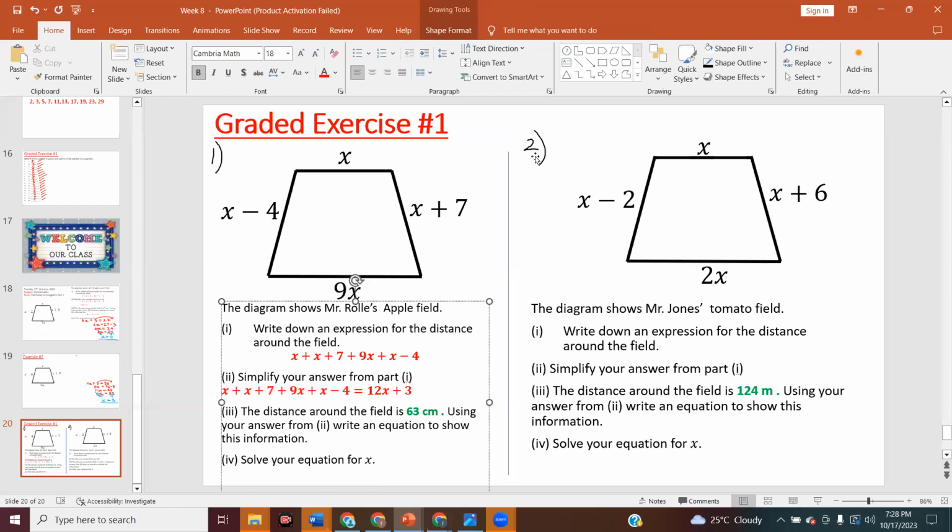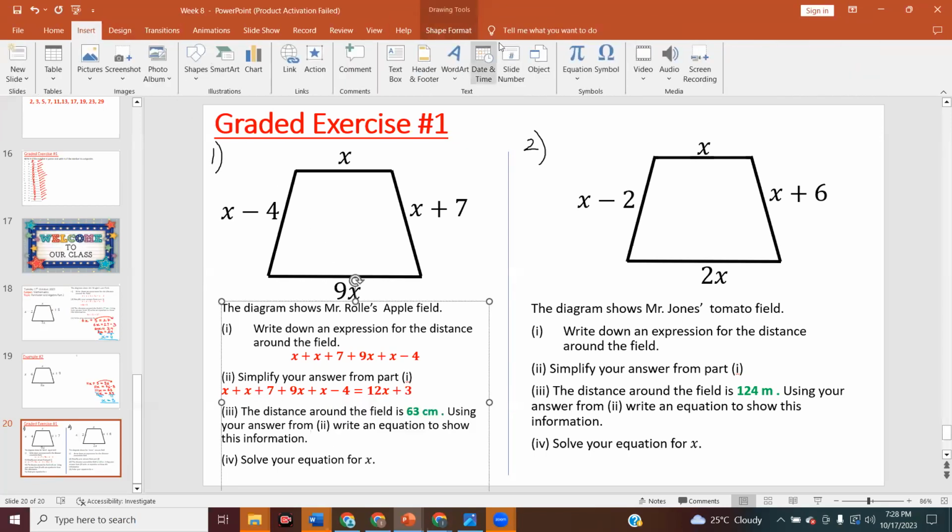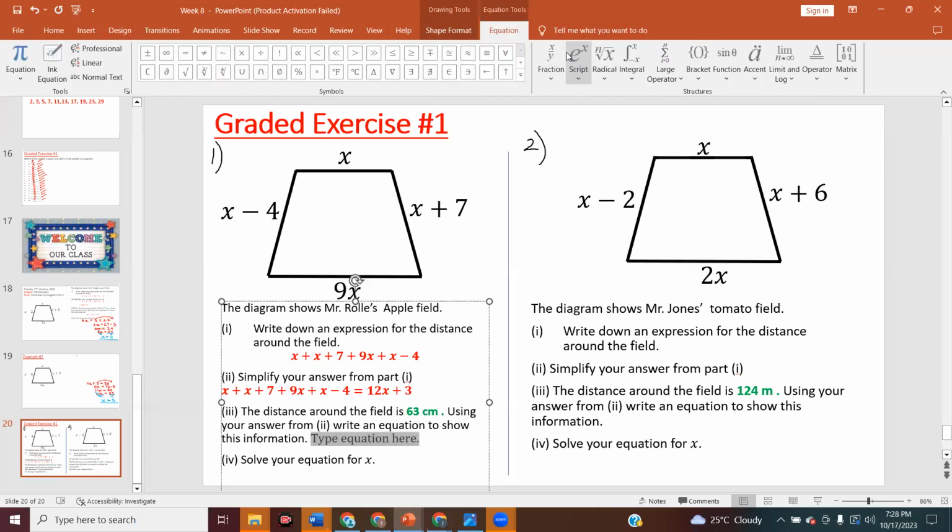How many persons got 12x plus 3? Let me know. I got it. Excellent. Now, what is the equation that we can have? Mr. Petit, I get mixed up. You got mixed up? Be careful now. 12x plus 3 equals 63 centimeters. Very good.